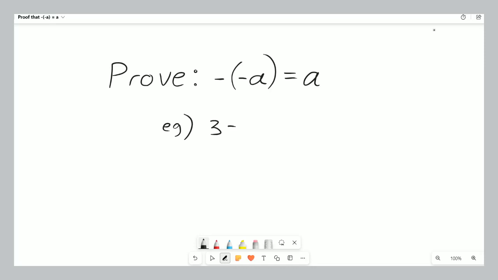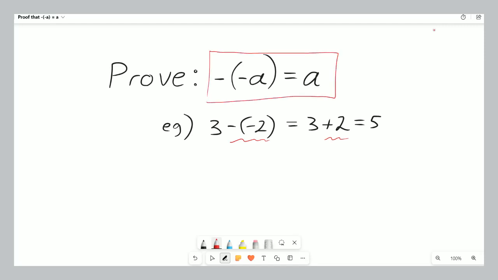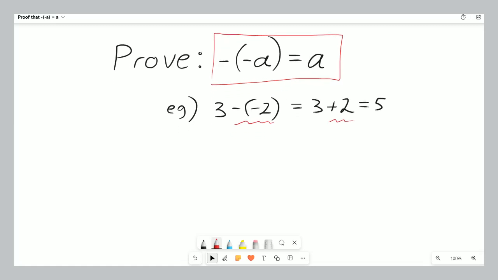3 minus negative 2 is the same as 3 plus 2, which is 5. So subtracting a negative number is the same as adding the positive version of it, which is shown by this equation here. So why is that the case?